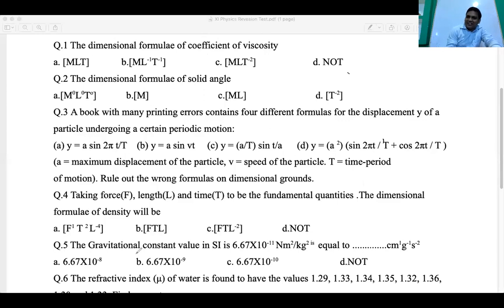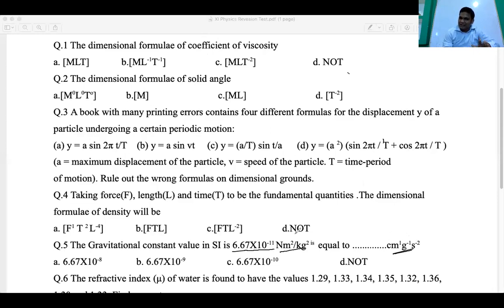Okay. So the gravitational constant value in SI is this much. This is the value of gravitational constant, that is capital G. Now this has to be converted into centimeter per gram per second square. So it is a CGS unit basically. It is your SI unit. This is your CGS unit. How will you convert it?